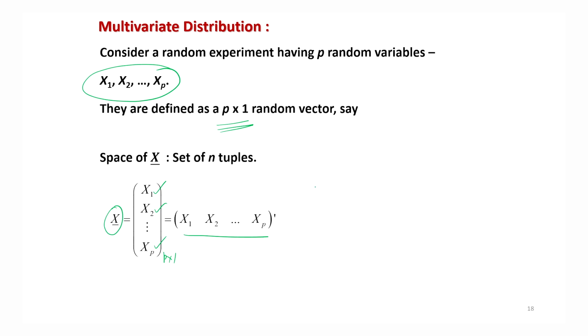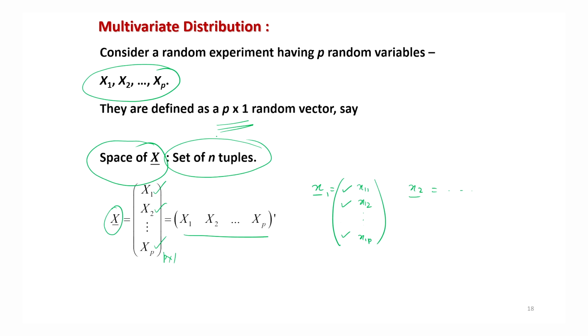Now in case you want to get the first value, it will be the first value on x1, first value on x2, first value on xp. Like I can say x11, x12 up to x1p. And similarly, you can have the second value, third value, and so on. So in such a case, the space of x, this random vector, will consist of a set of n tuples. That means n sets of observations, if I say we are getting x1, x2, xn like this.